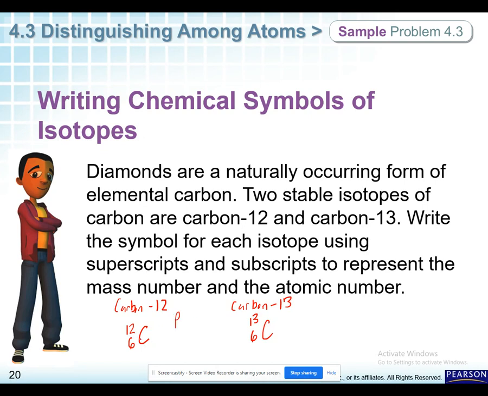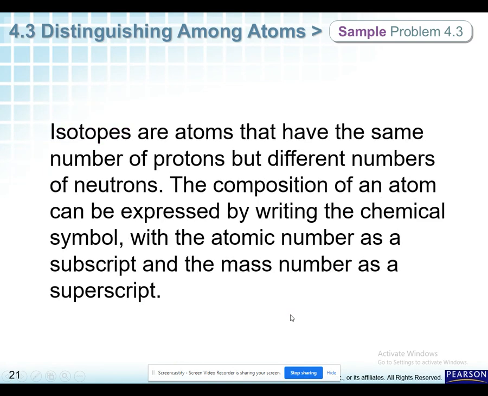So remember, protons are equal to this bottom number, your atomic number, which is 6. Electrons would also be equal to 6, since protons and electrons must equal. And then neutrons would be 12 minus 6 gives me 6. If I were to look at carbon-13, the protons would equal 6, since that's the atomic number. The electrons would also equal 6, since protons and electrons must equal. And then neutrons would be 13 minus 6, which would give me 7. So again, see how these isotopes differ in neutron number and mass number.